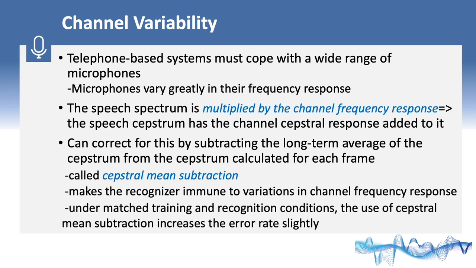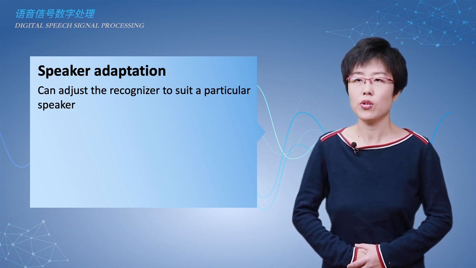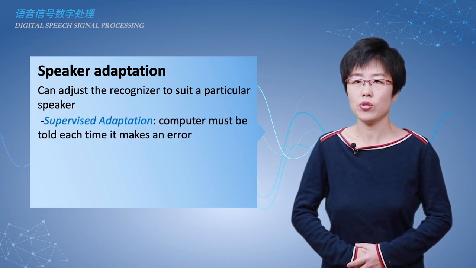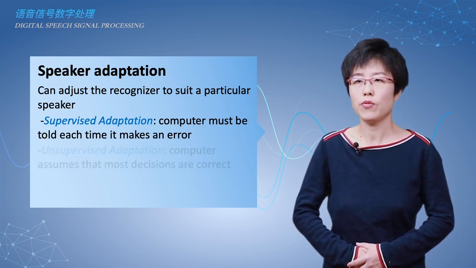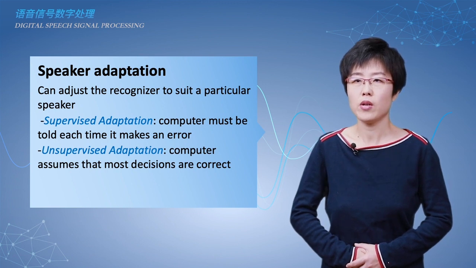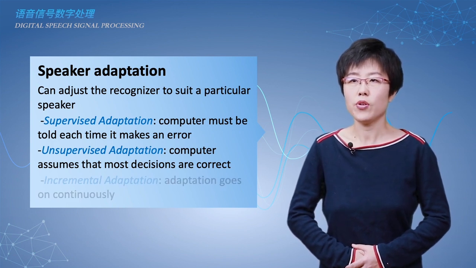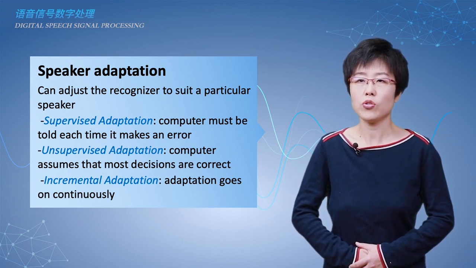Under matched training and recognition conditions, the use of spectral mean subtraction increases the error rate slightly. Speaker adaptation can adjust the recognizer to suit a particular speaker. For the supervised adaptation, the computer must be told each time it makes an error. For the unsupervised adaptation, the computer assumes that most decisions are correct. For the incremental adaptation, the adaptation goes on continuously.